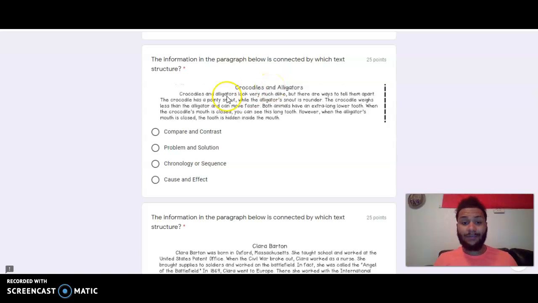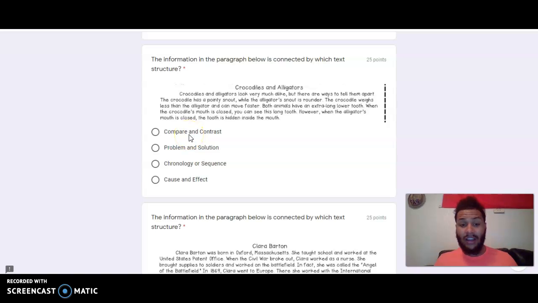Crocodiles and alligators. Those are two different things, right? So that's the first clue to my answer, that there's two different things, crocodiles and alligators. Crocodiles and alligators look very much alike, but there are ways to tell them apart. The crocodile has a pointy snout, while the alligator's snout is rounder. The crocodile weighs less than the alligator and can move faster. Both animals have an extra long lower tooth. When the crocodile's mouth is closed, you can see this long tooth. However, when the alligator's mouth is closed, the tooth is hidden inside the mouth.